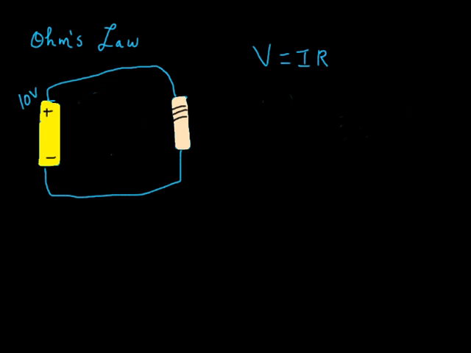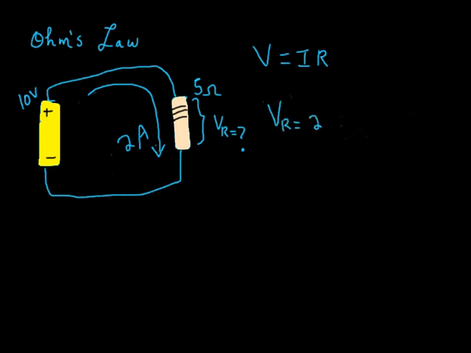Let's now say that we have a 10-volt battery, and a current of 2 amps going through a resistor whose value is 5 ohms. What would be the voltage drop across the resistor? By directly plugging the values into the formula, we find that the voltage across the resistor is 10 volts.